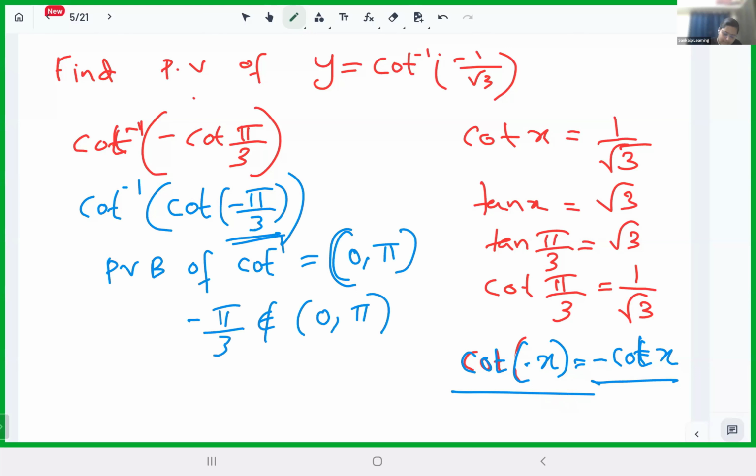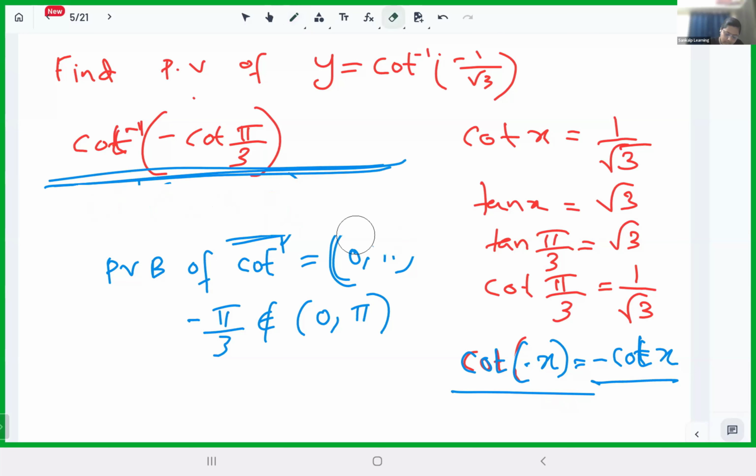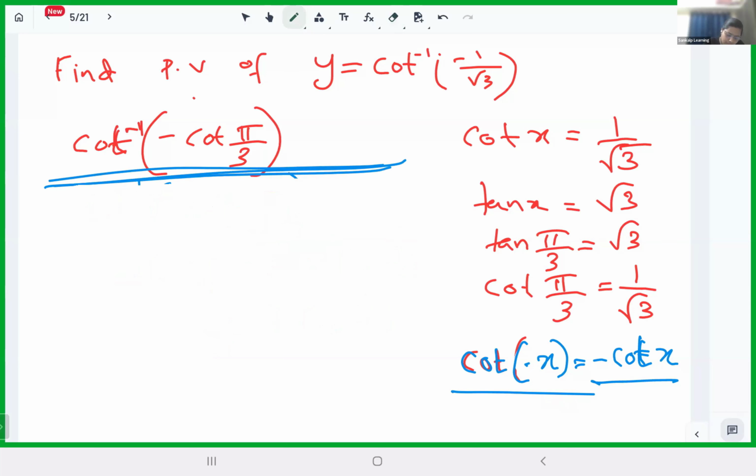So what we have to do is, instead of using that property, apply the reduction formula on minus cot pi by 3 in order to make it a positive quantity. How will you convert this minus cot pi by 3 into a positive quantity? We have to again check the quadrant. Which quadrant will give you a negative quantity? Here you can see that it is in the second quadrant. One minute.